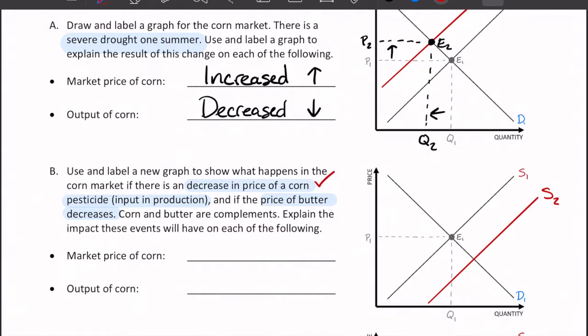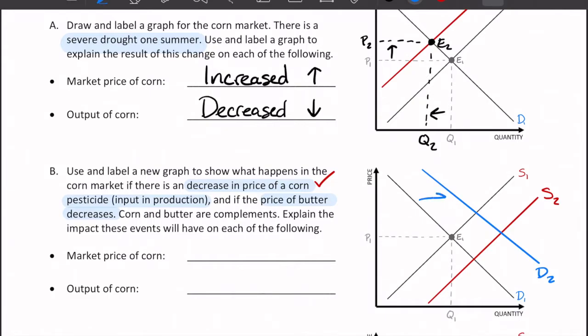And then we say the price of butter decreases. Now, I don't know about you, but in order to eat my corn, I feel like I have to have butter, because butter, we would say, is a complement to corn, right? So if the price of butter goes down, we're going to buy more butter. And if we buy more butter, we have to have something to put our butter on. And so we're going to probably buy more corn. And so what we would see then, if we're going to buy more corn, is an increase in demand for corn. So we're going to have that one right there, and that's going to be D2.